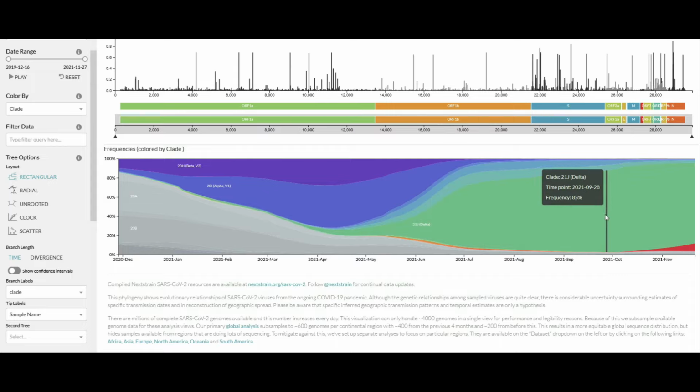the wider part here tells us that it is the greater percentage. This is the frequency, 100% at the top and 0% at the bottom for that particular variant. So the Delta variant became the big one here. But down here in red is the Omicron variant, and we can see that it is starting to grow, similar to how the Delta variant was back here in April. That tells us once again that this is a variant of concern.